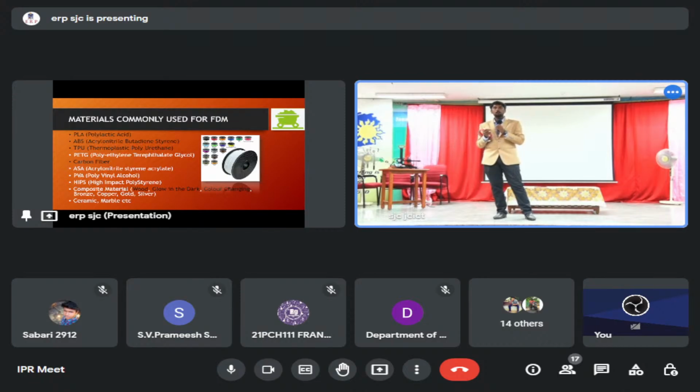Apart from that, there are special filaments like glow in the dark filament, radium filament. Have you seen radium? In rooms there are glowing stickers. So we can use such glow in the dark filaments. There are color changing filaments which are temperature sensitive. It changes its color based on temperature. For example, below 33 degrees it will be white, and after 33 degrees it changes to blue. So such temperature sensitive filaments are available.